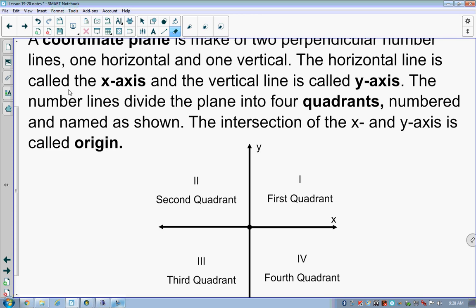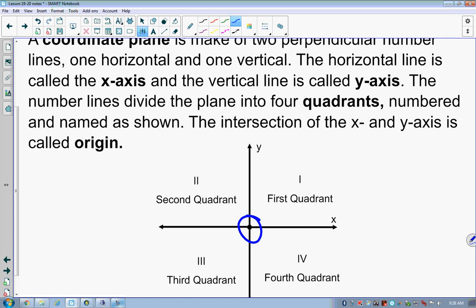All right, so the number lines end up dividing all of our information into 4 quadrants, numbered and named as shown. The intersection of the x and y axis is called the origin. It exists right here where they cross. The coordinates for the origin are what? Does anybody know? 0, 0.